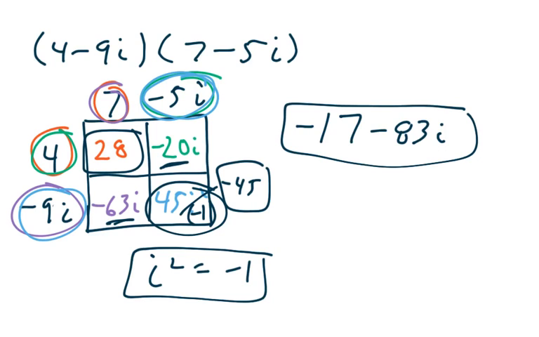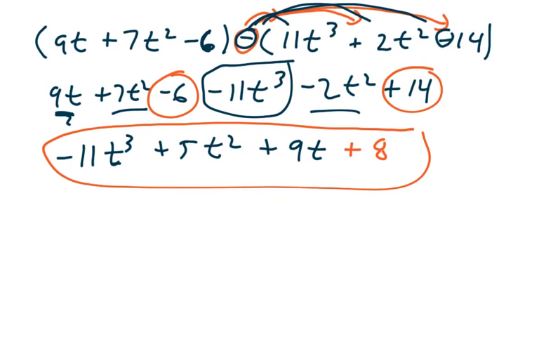But anyways, hopefully I'm doing them correctly and you're getting the gist. i squared is negative 1. You got to do distributive property. With minus, you better distribute the minus.